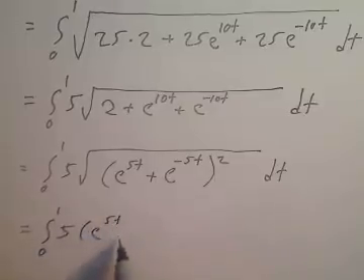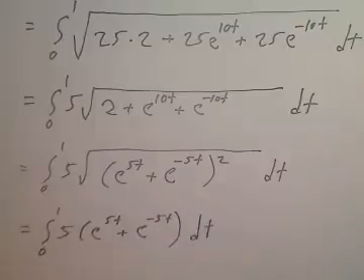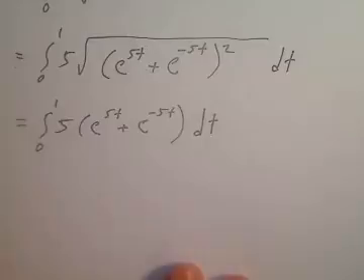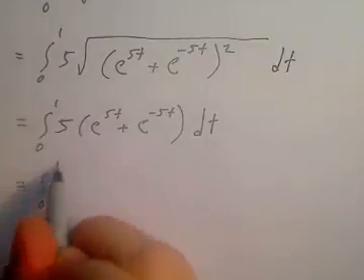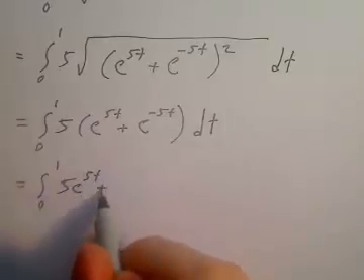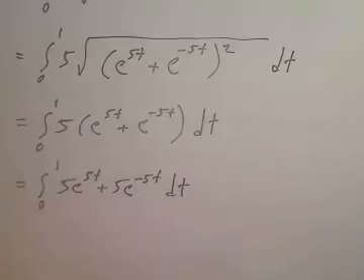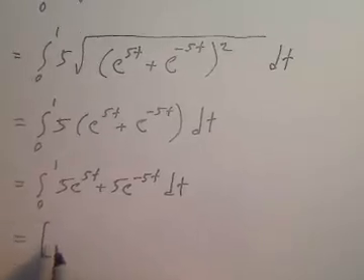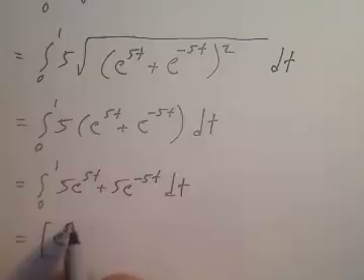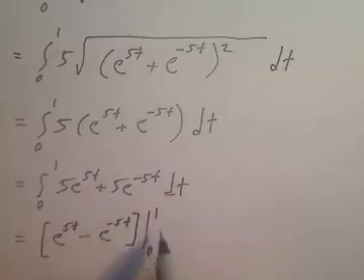We have e to the 5t plus e to the minus 5t, dt here, and so this is the integral from 0 to 1 of 5e to the 5t plus 5e to the minus 5t, dt. So when we integrate, we're going to have e to the 5t minus e to the minus 5t, and this is from 0 to 1.